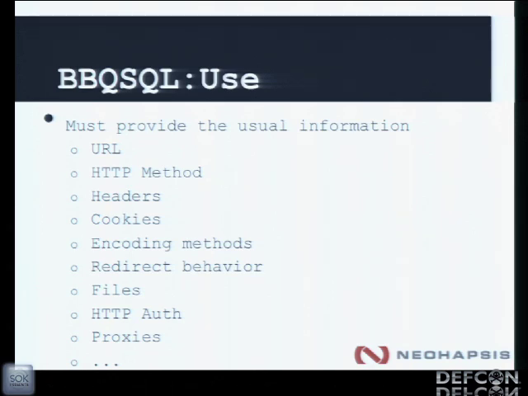And that library itself is very versatile, and we really try to leverage that to give you as much control as possible and to really build out the exact request that you're trying to make. So you can specify cookies, headers, encoding methods, what it should do if it encounters a redirect. If you want to do a multi-part file upload as a part of your attack, you can do that. HTTP authentication, basic or digest or whatnot. If you need to chain it through proxies, you can specify all of that.